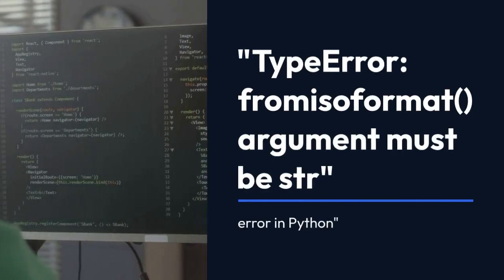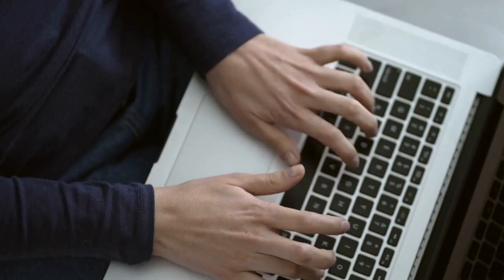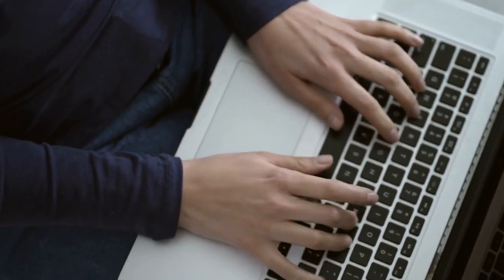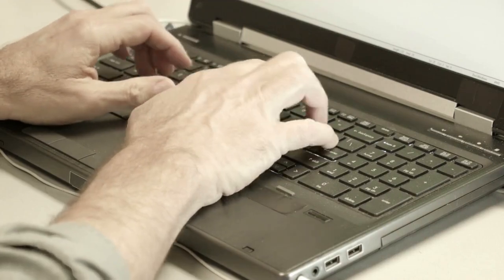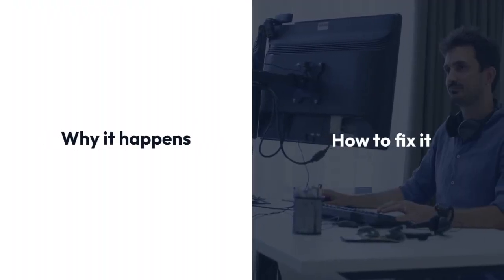We're going to explain the TypeError: fromisoformat argument must be str error in Python. This error pops up when you try to use the fromisoformat method, typically on a datetime object, with something that isn't a string. Let's break down why this happens and how to fix it.